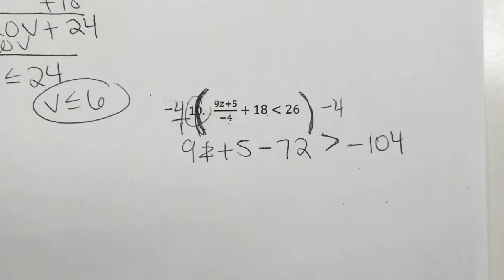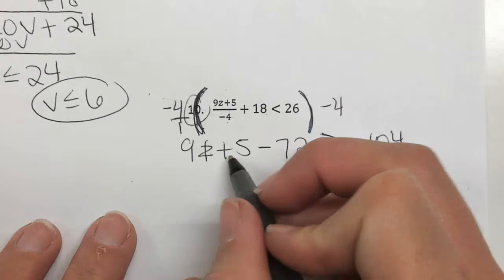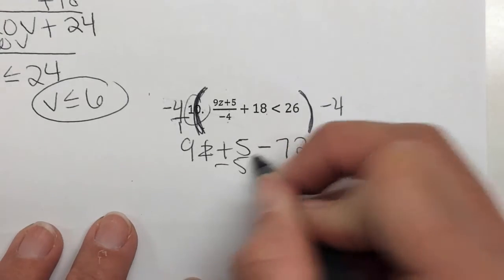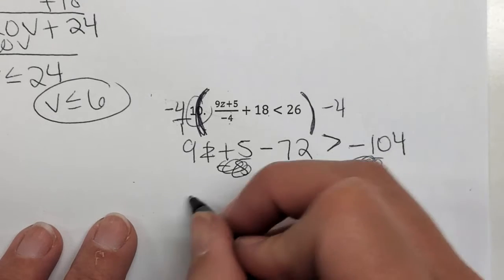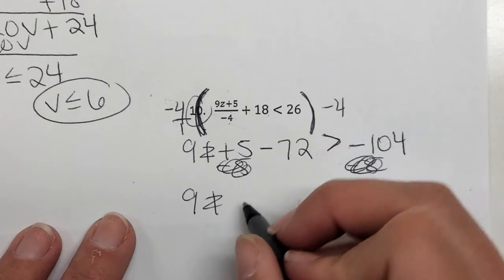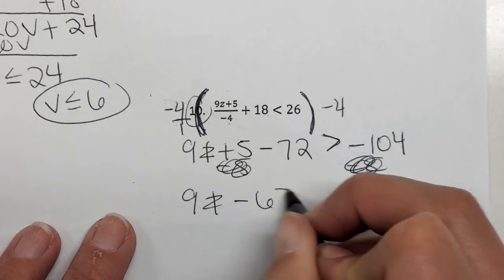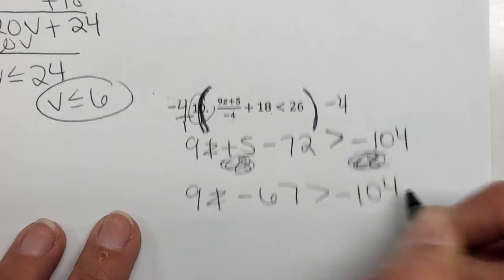Alright, Bryant, what to do next? Add 72 to both sides. Or subtract 5. Okay. From both sides? Yes, ma'am. Alright, we can do that. You can combine. Yeah, let's do that. I mean, we could do either one, but this will be easier. So what's 5 minus 72? 67. Alright. What next, everybody?